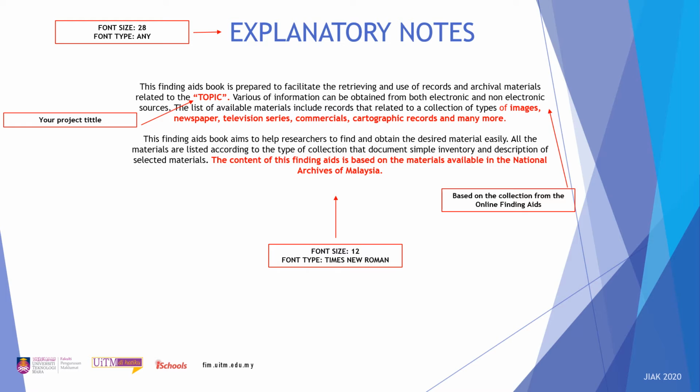The next one, you should also state that the content of this Finding Aid is based on the materials available in the National Archives of Malaysia. For this part, there are three things that you have to look at. The first one will be your topic. The next one will be your types of archival collections. And the next one, you have to mention the materials that are available in the National Archives of Malaysia.